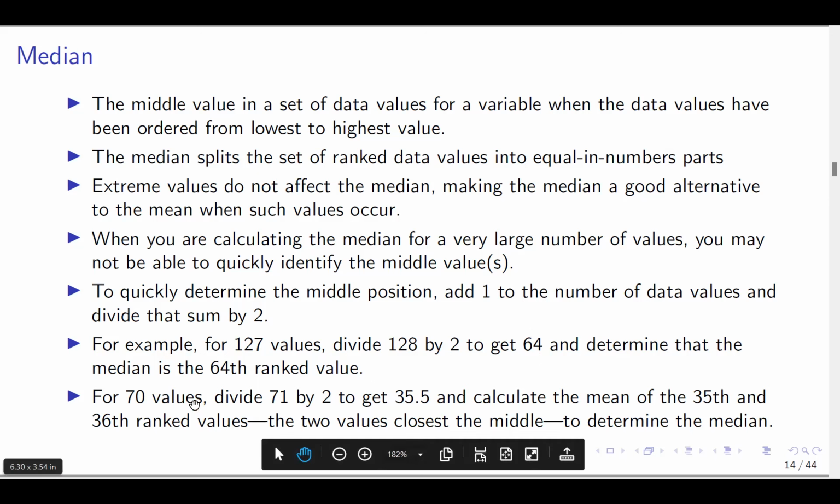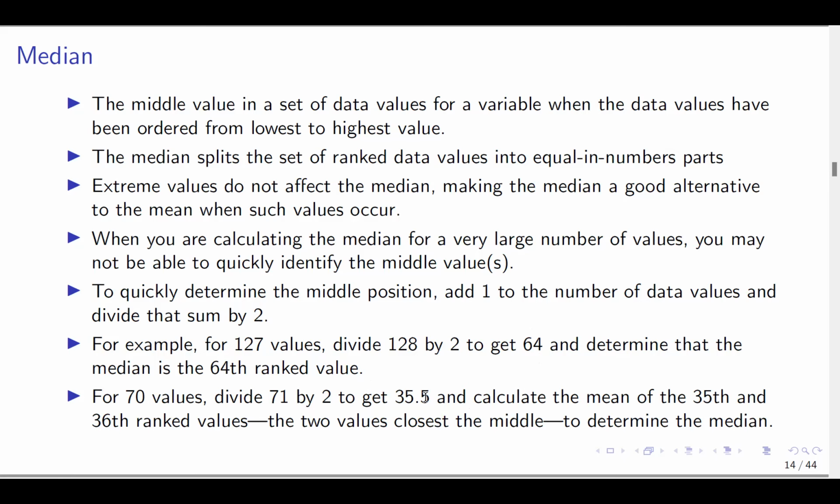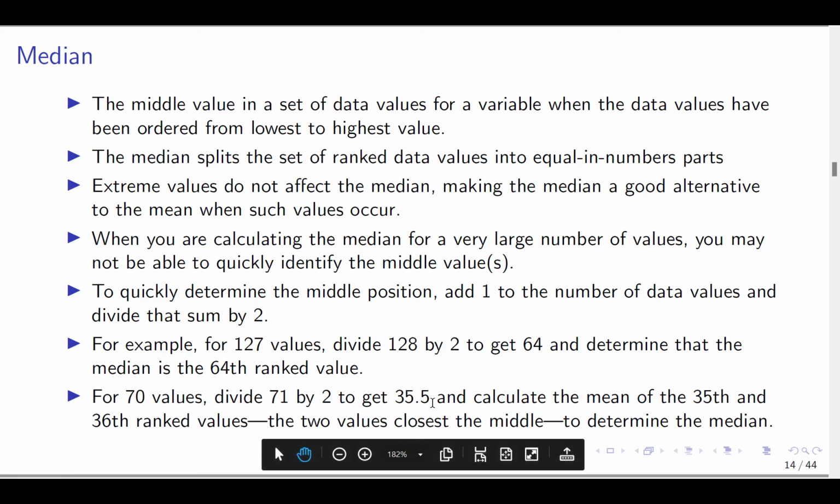For 70 values, for example, you add 1, which is 71, divided by 2 to get 35.5. And at this point, 35.5 means that the median is a value between the 35th and the 36th ranked value. So what you do is take these two numbers, find their mean, that is, sum them and divide by 2, and the value you get becomes your median.